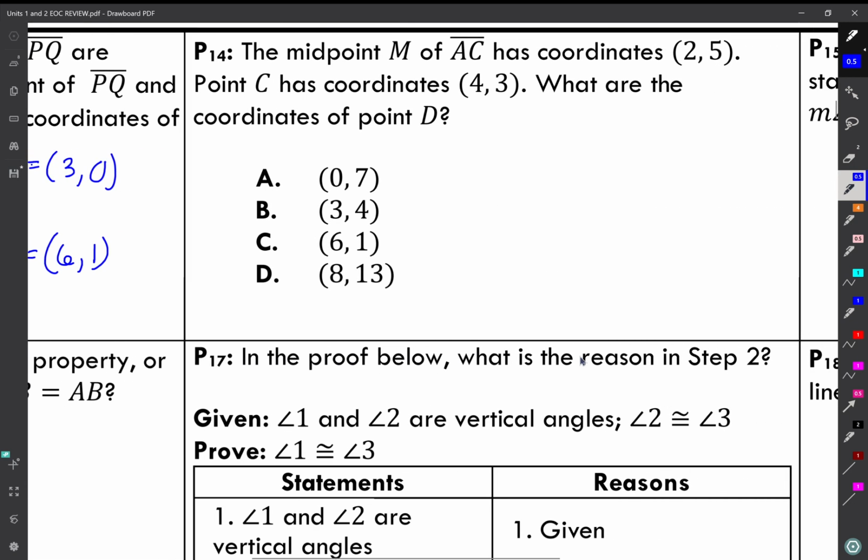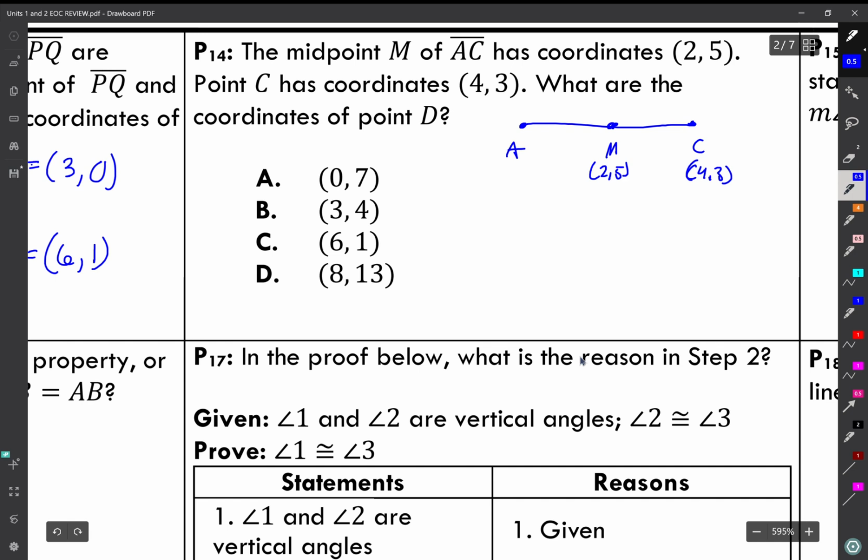Okay, number 14. The midpoint M of AC has coordinates (2, 5). Point C has coordinates (4, 3). What are the coordinates of point D? I know that M is the midpoint of AC, so M is in the middle. We know the coordinates of M to be (2, 5), and C has coordinates (4, 3). I'm looking for A, excuse me, not D. We don't know the coordinates of point A, so let's call them x, comma, y.